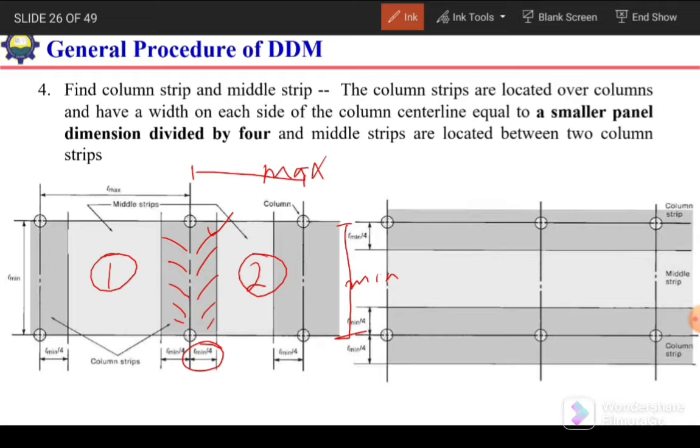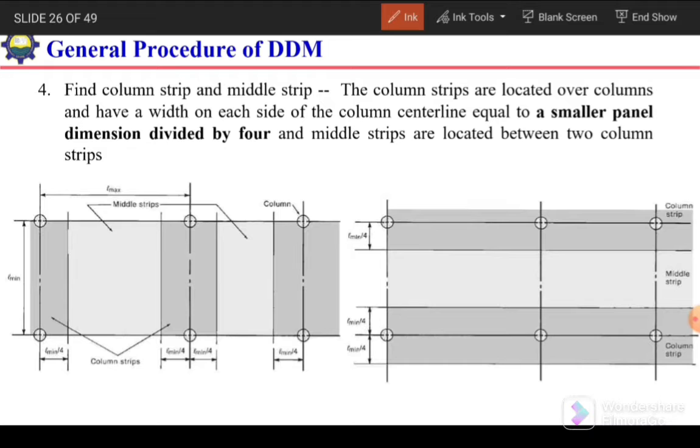This will be the half column strip. Similarly, for the other half column strip, we will consider the first panel. In case of the first panel, again we will check which one is the smaller span. The smaller span divided by 4 will give us the width of this column strip. The sum of these two will give us the total width of the column strip.